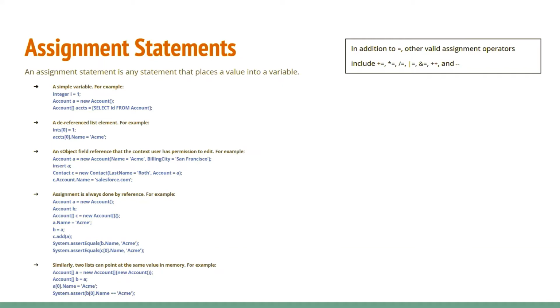Similarly, two lists can point at the same value in memory. For example, account of a new account. In that new account, we are again passing the new account. So it's like we are creating an instance, and then also we are creating an instance in that particular instance. Then account of 0, the name will be Acme. So that's how you can create this instance of that particular object.